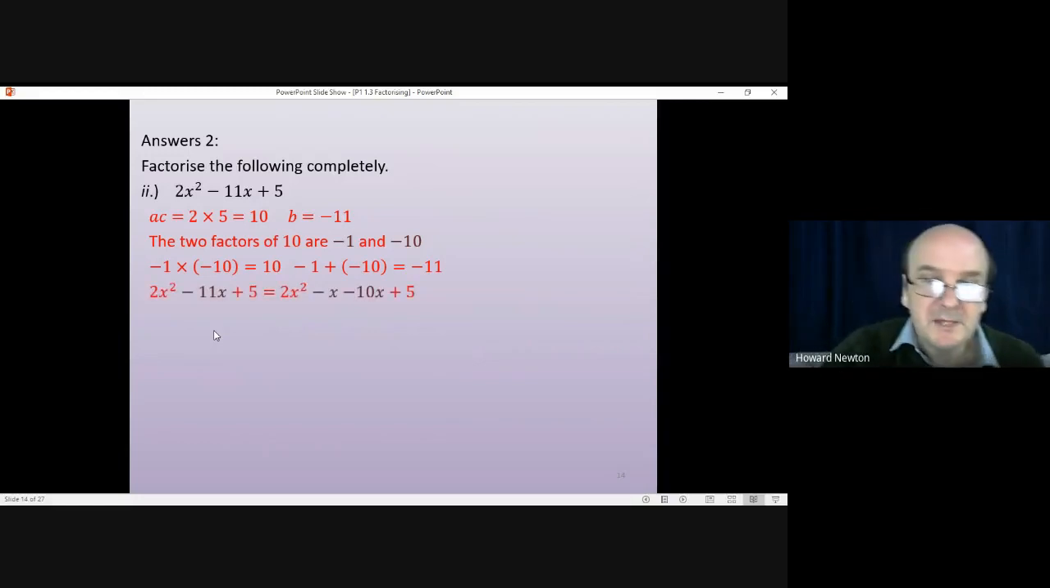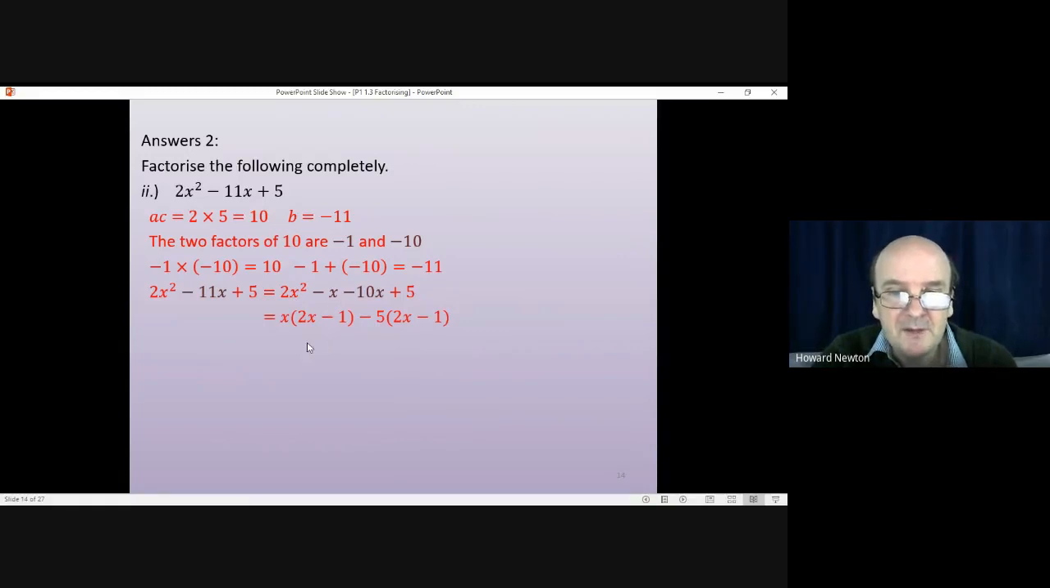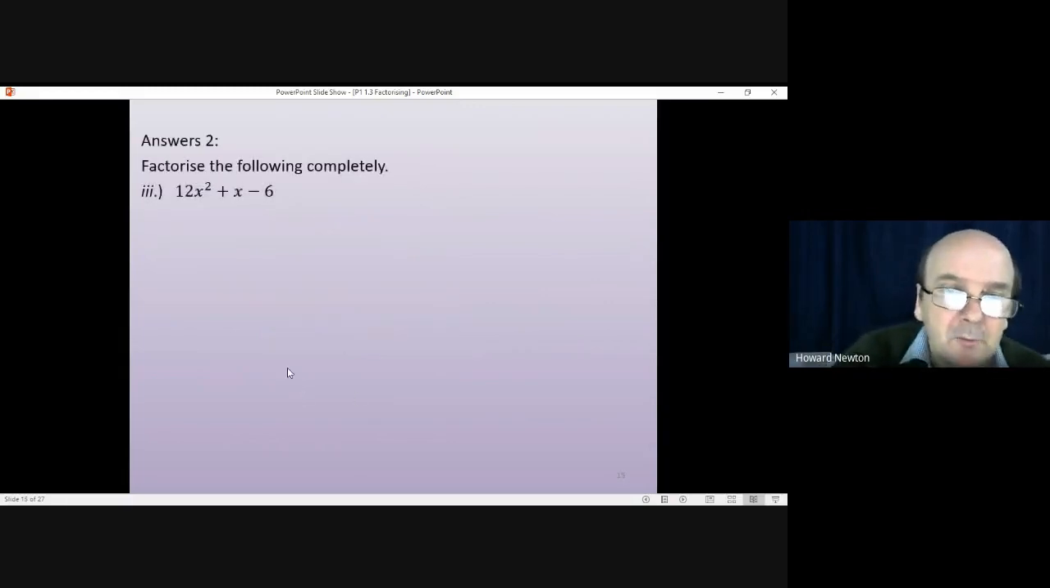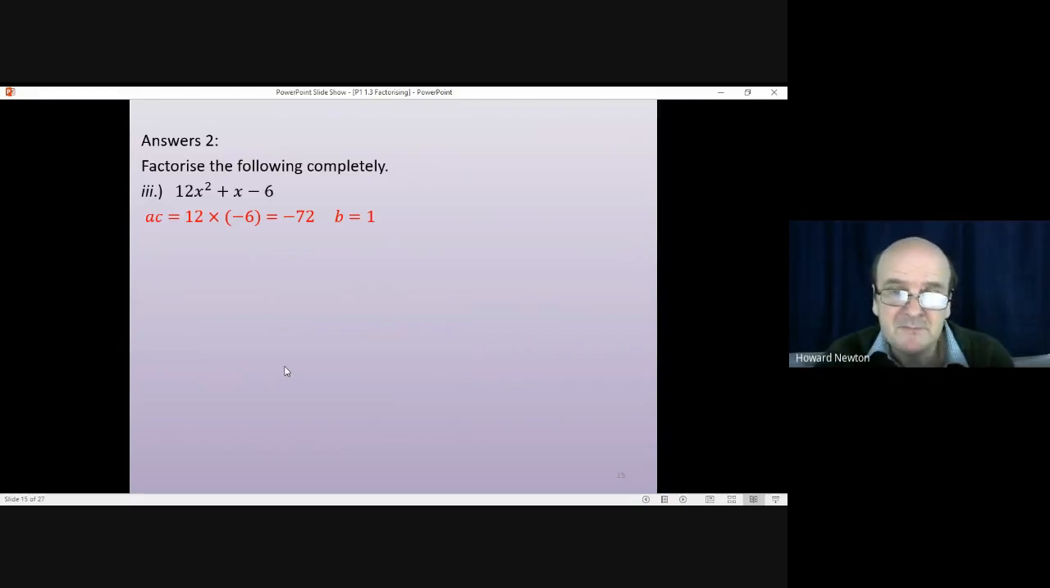Looking at the middle term, that splits up using these 2 numbers. So the minus 11x splits up into minus x and minus 10x. Then we factorize. The first pair would factorize into x times 2x minus 1. The second pair would factorize into minus 5 times 2x minus 1. Thankfully, they are the same this time. 2x minus 1 is common to both terms, and we take the x from here and we take the minus 5 from there.